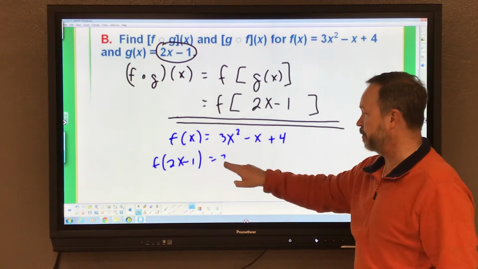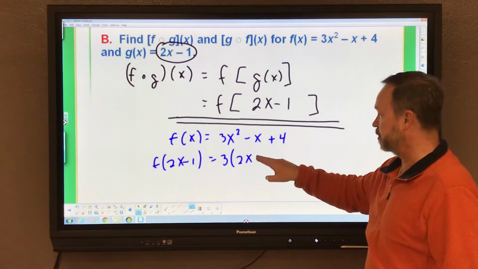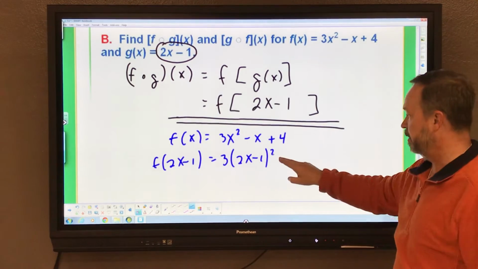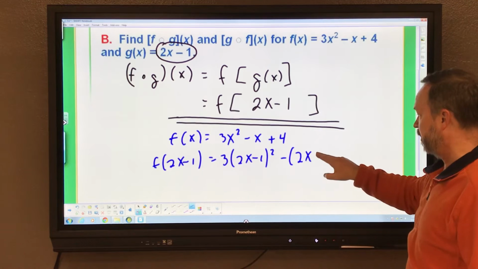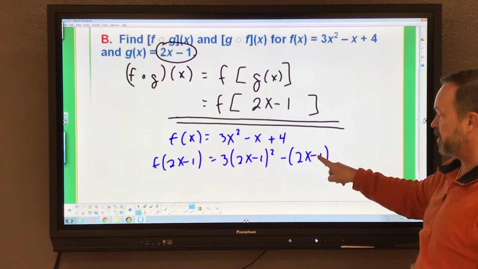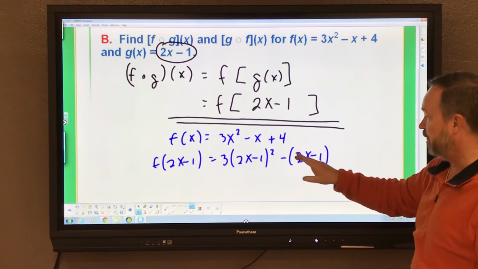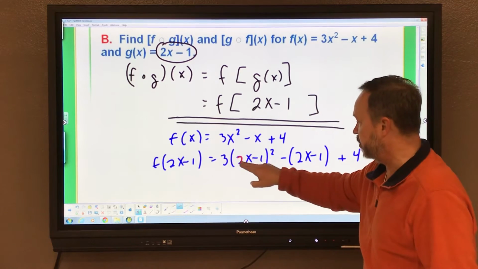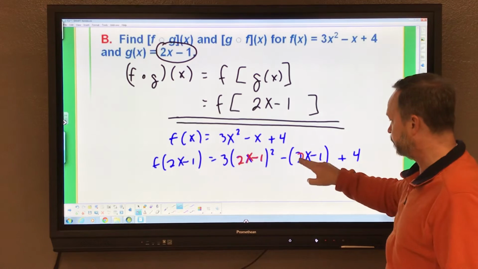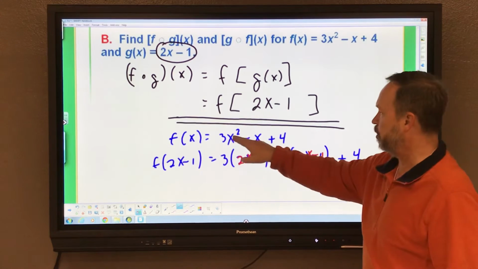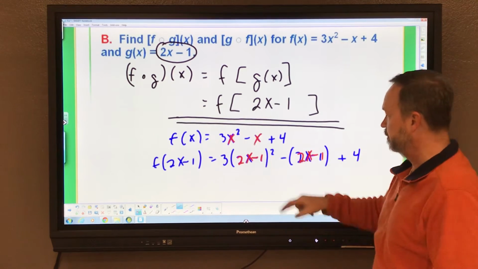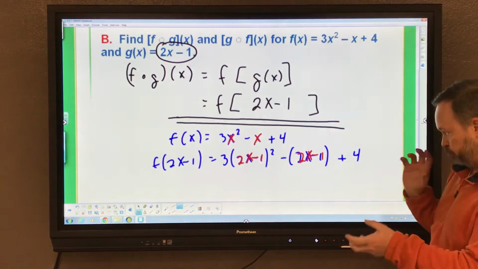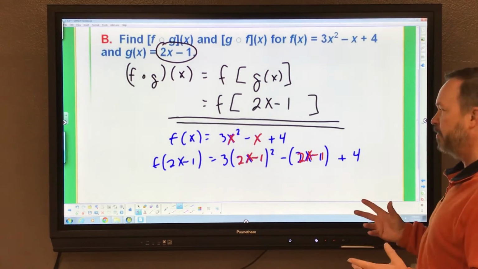So I'm going to have 3 times (2x minus 1) squared minus (2x minus 1). Notice I put the parentheses because I'm going to distribute the negative, and then the plus 4. So you can see here that I've got the 2x minus 1 everywhere I have an x here. So you can sort of see how that works. The details are all there.